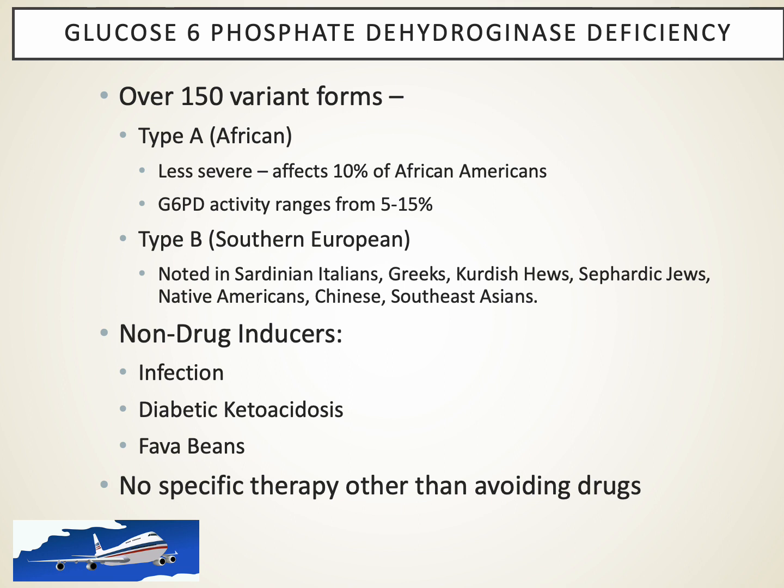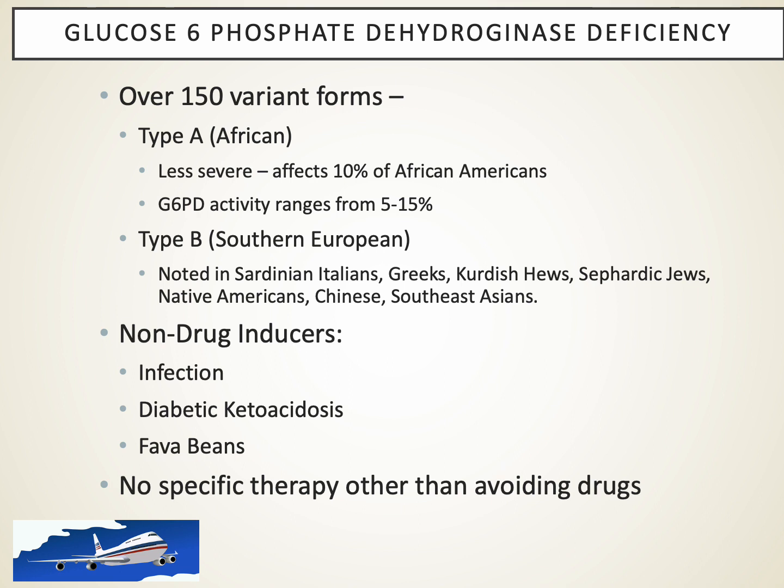The southern Mediterranean, or what is referred to as type A or the African version of it, is less severe, but it does affect a larger portion of the population, and their deficiency activity is only minorly diminished. And so many folks who have this kind of presentation usually don't present with significant hemolytic anemia on exposure to drugs that are oxidizing. And so usually it doesn't cause that much of a problem for them.